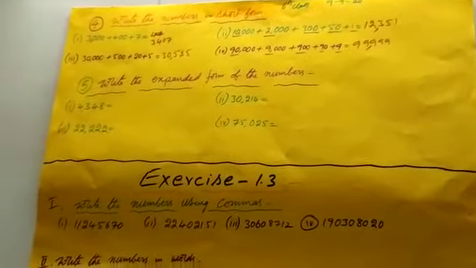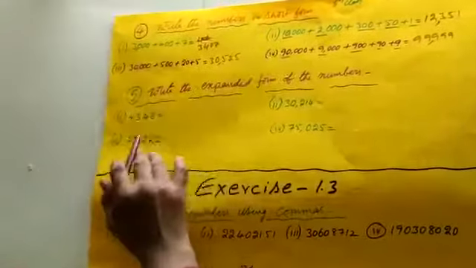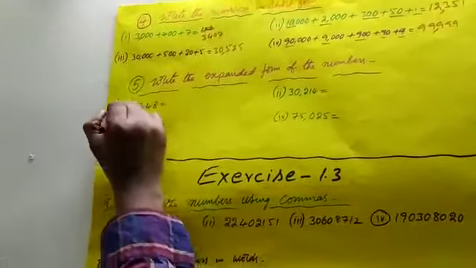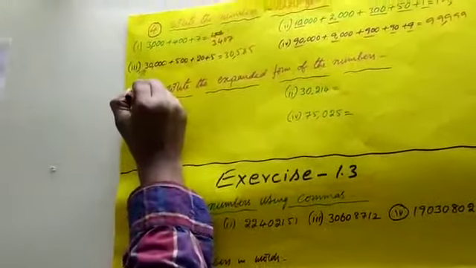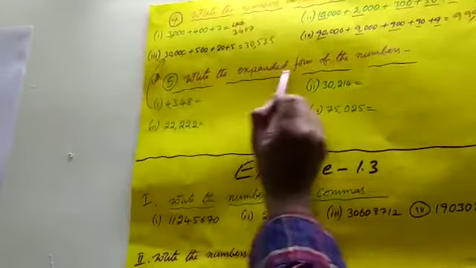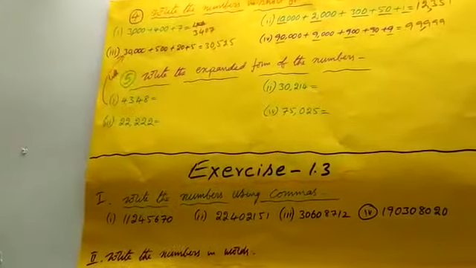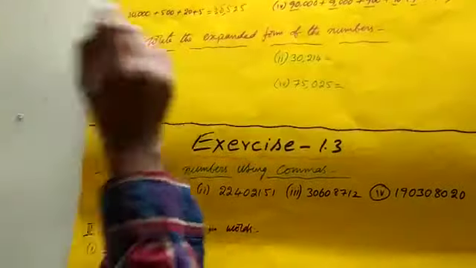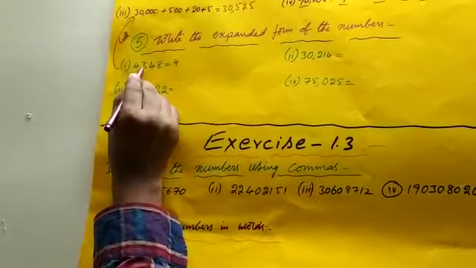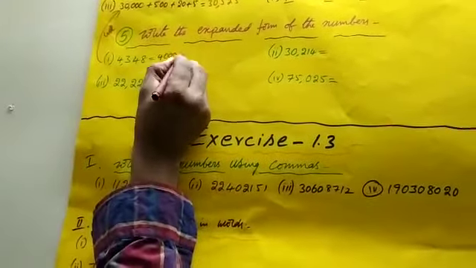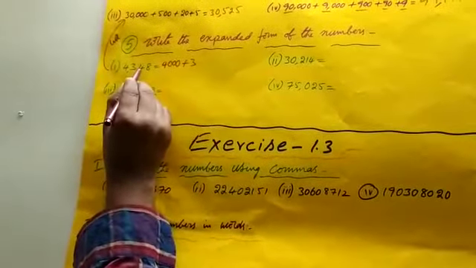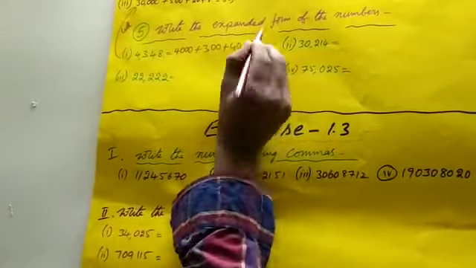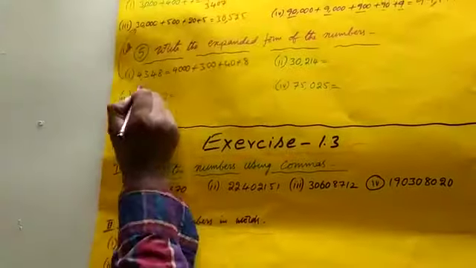Go to the fifth one. Write the expanded form. Quite opposite. Here the number is given. Write the expanded form like this. See here, 4,000, ones, tens, hundreds. 4,000: after 4, how many zeros? 1, 2, 3, 3 zeros. Plus take 100: after 1, how many? 2 zeros. Plus 40, plus 8 ones. This is the expanded form.